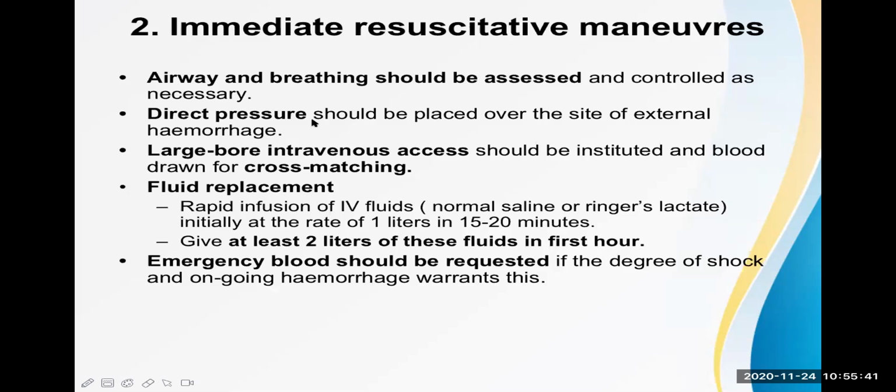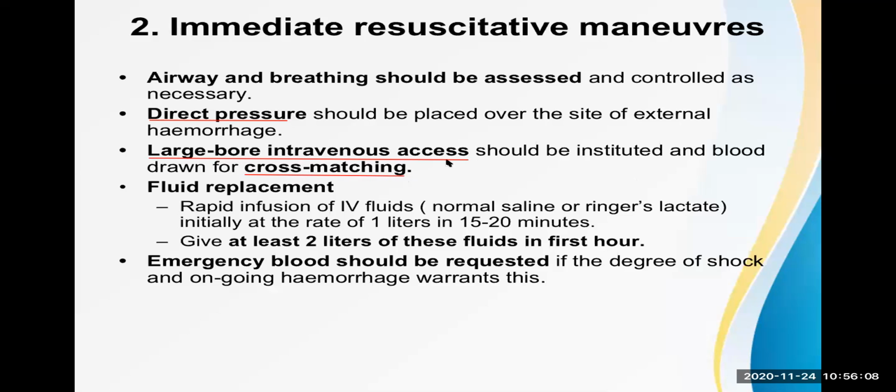If there is an obvious hemorrhage, you should apply direct pressure. Okay? That direct pressure will stop the bleeding. Already talked about. It should be placed over the site of external hemorrhage. Now you have to open a large bore cannula or intravenous access, and draw the blood for cross matching.